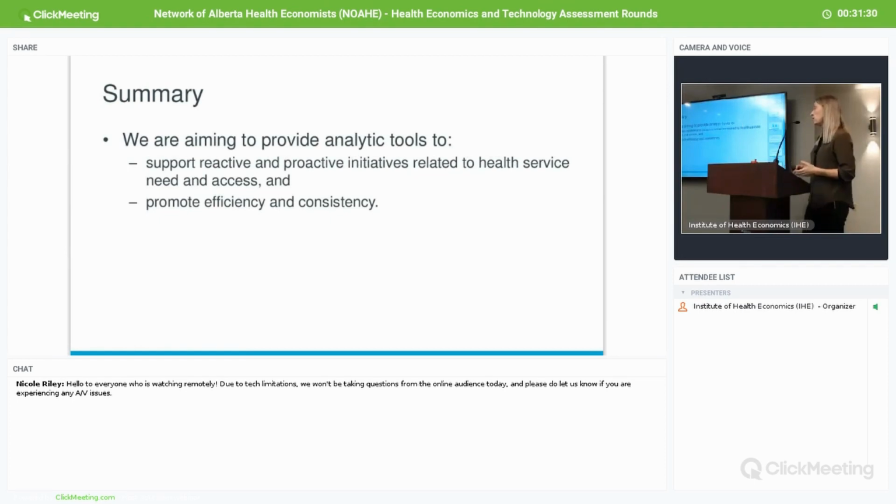So in summary, we wanted to provide analytic tools to support reactive and proactive initiatives related to health service need and access, and we also want to promote efficiency and consistency. So whenever we're trying to produce these outputs, we want to give something to program areas that they can use so that we can move on to other things, but we also want to do it in such a way that they'll be consistent over time. We can check back in with them and also maintain the tools.